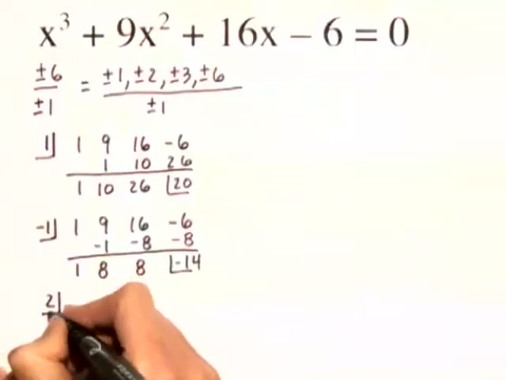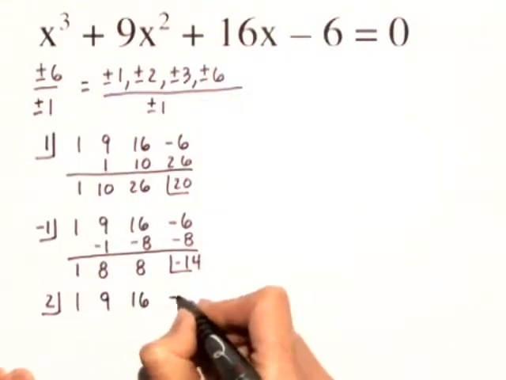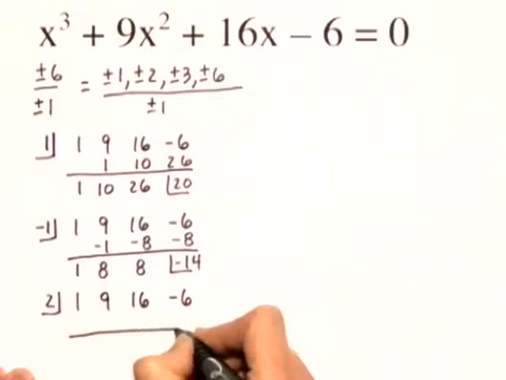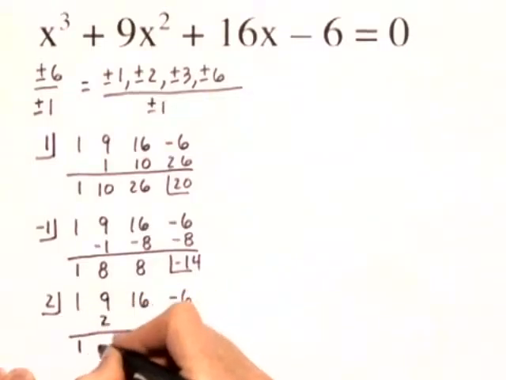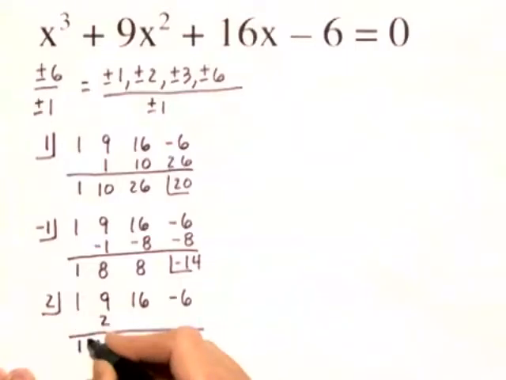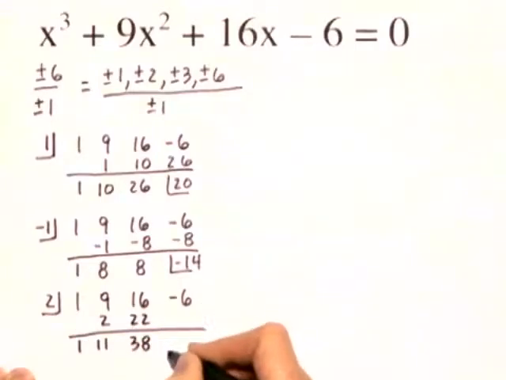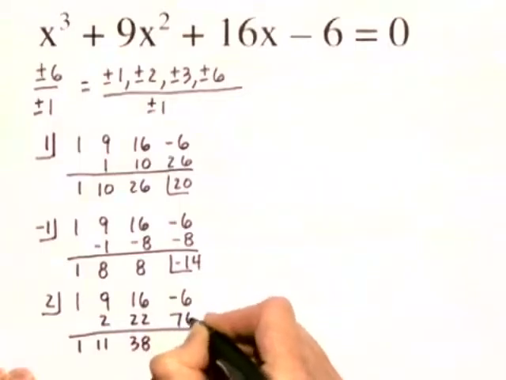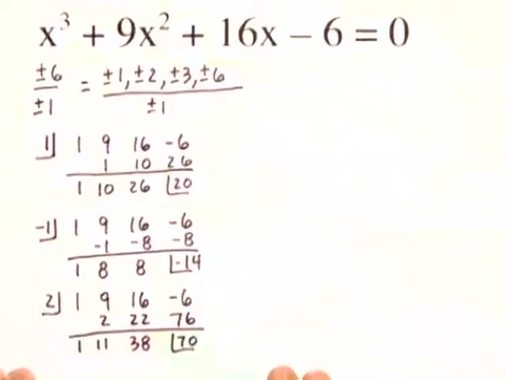Let's try 2. 1, 9, 16, negative 6. Bring down the 1. 2 times 1 is 2. 9 plus 2 is 11. 2 times 11 is 22. 16 plus 22 is 38. 2 times 38 is 76. Negative 6 plus 76 gives us a remainder of 70. So we need to keep trying.